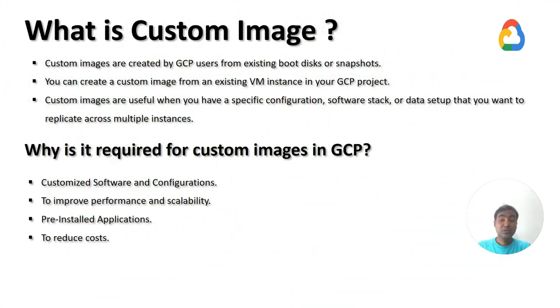Guys, to improve performance and scalability, custom images can be optimized for a specific application and workload. For example, a custom image for a web application can be optimized to improve the performance and scalability of the application. Guys, for pre-installed applications, you can include specific applications and services in a custom image, saving time during deployment. This is especially useful for applications that are frequently used or require a specific version.